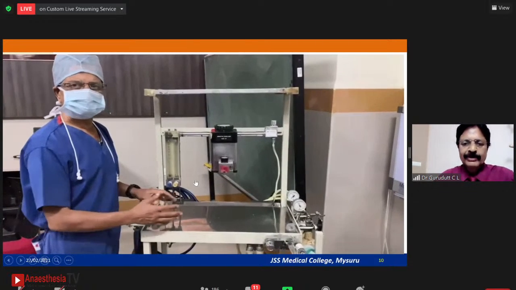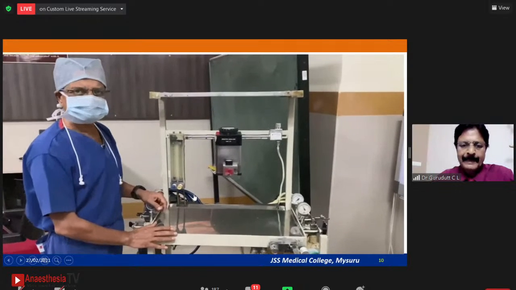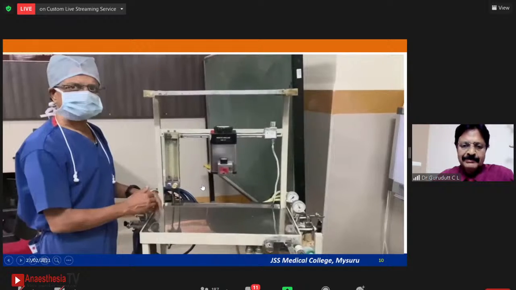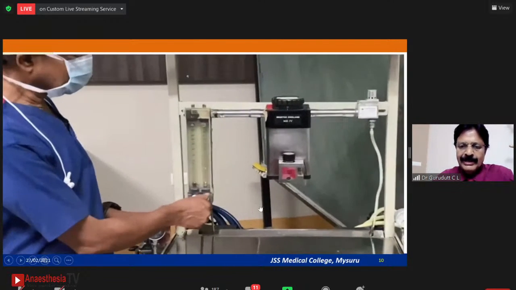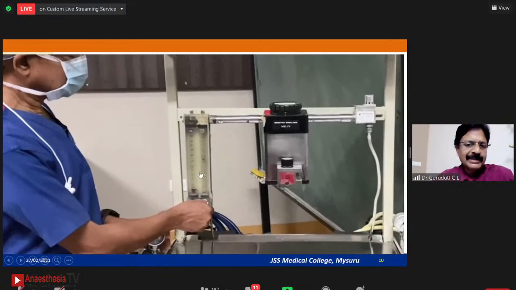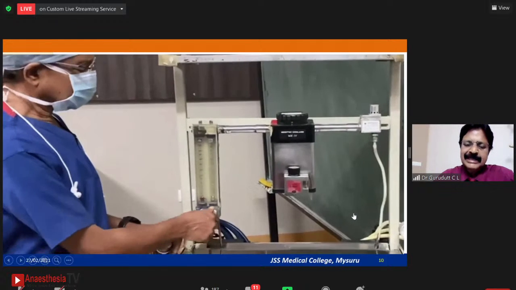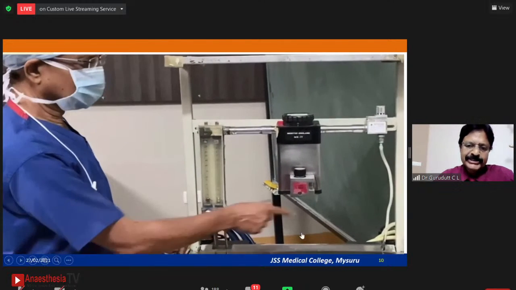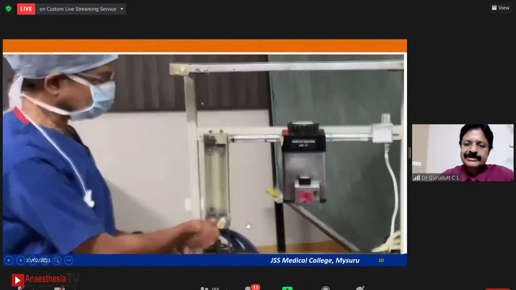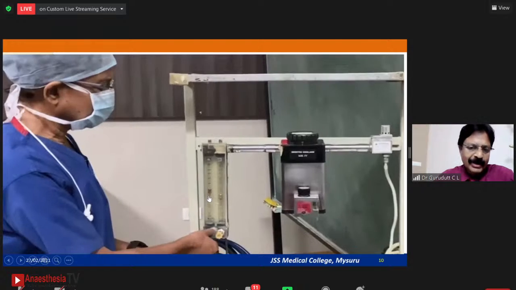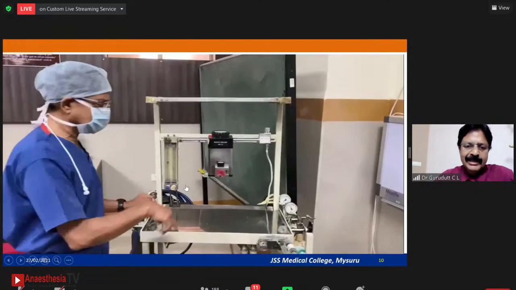So I'll be demonstrating the master-slave mechanism here. Many times you will be asked about this master-slave mechanism. So I'll open up the oxygen. Because I've opened the oxygen cylinder, there is oxygen pressure. Because of the oxygen pressure, the slave regulator nitrous oxide I can definitely open up. So now I am opening nitrous oxide. Easily you can see the nitrous oxide also I can open up.